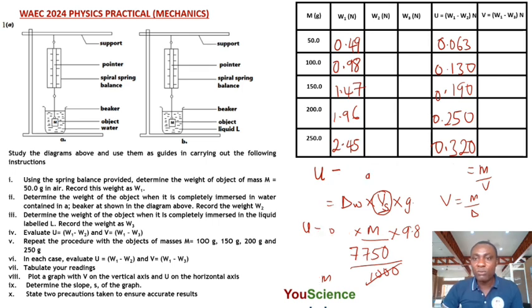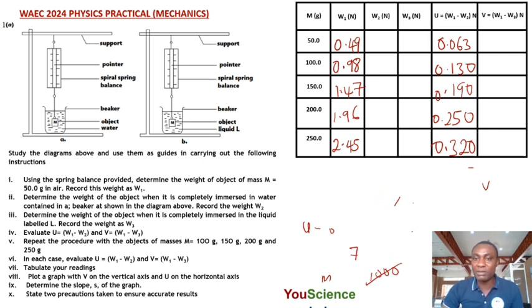Then I'll go for the other liquid, which is kerosene. This time around, you're going to make use of the density of kerosene. The density of kerosene is 800. So again, I'm going to go this way again. Upthrust would then be equal to, so this time around, the upthrust is V as stated here. The upthrust is now V. That's what I'm going to use.